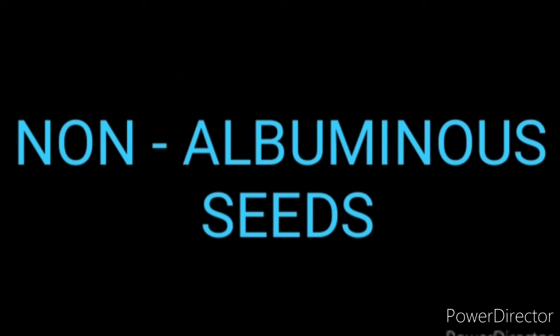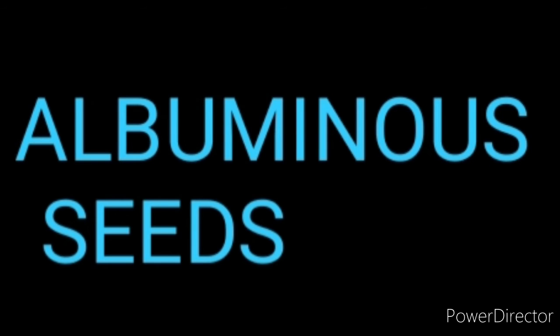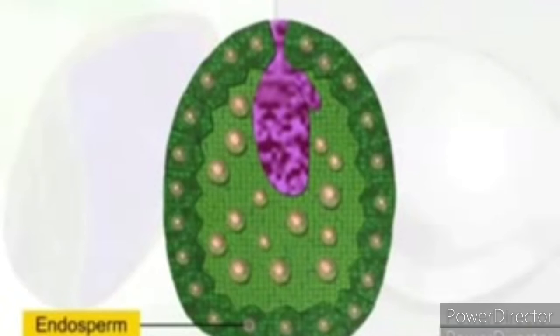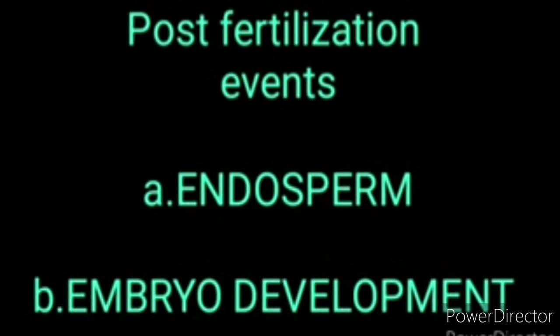Endosperm may either be completely consumed by the developing embryo, that is the non-albuminous seed, or the endosperm may be half consumed by the developing embryo, that is the albuminous seed, during the seed germination, which we'll discuss later. Now, endosperm is the nutritive tissue. Next, the embryo development in the post-fertilization events.